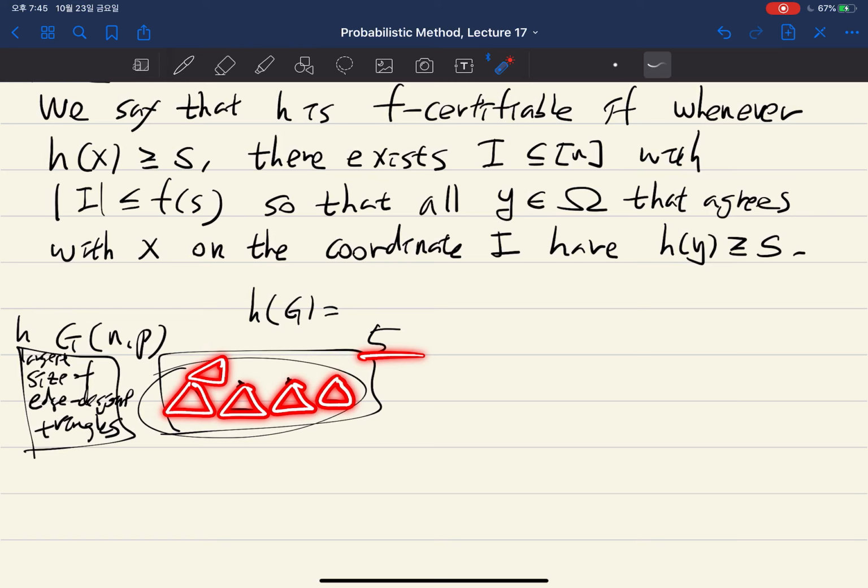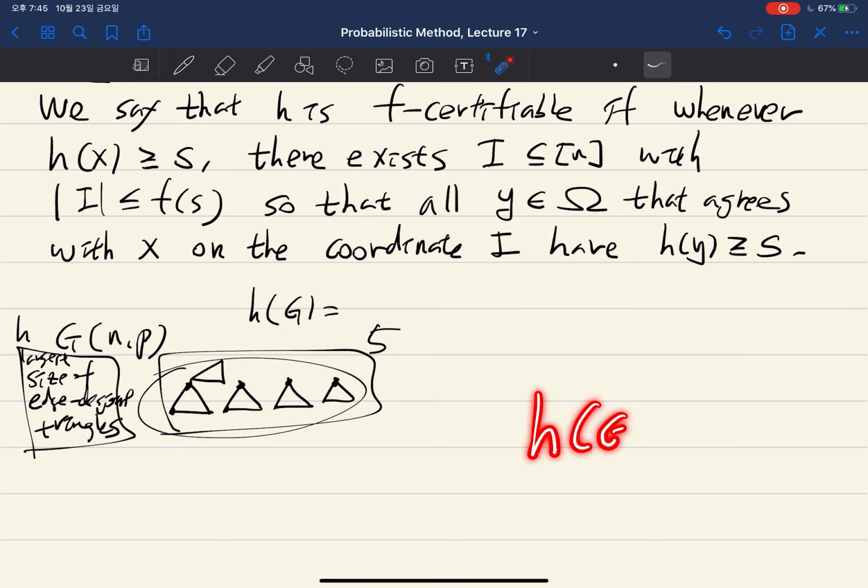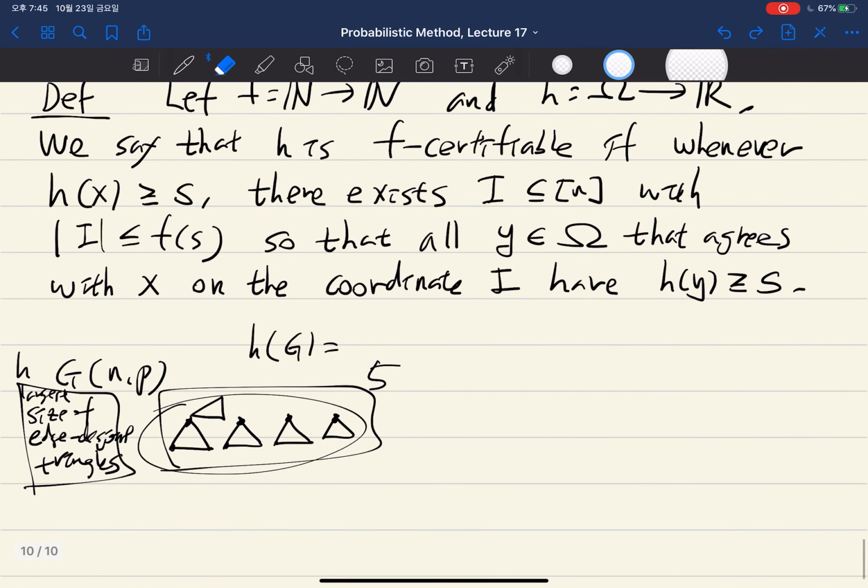And once we have that, as long as we can choose these 15 edges, these 15 pairs, as long as these 15 pairs are all edges, then if you take another graph G prime, even if it is a different graph, as long as it has these 15 pairs as edges, just like G, then its h value is again at least 5. So in that case, f(x) is 3x, and h is f-certifiable in this case.